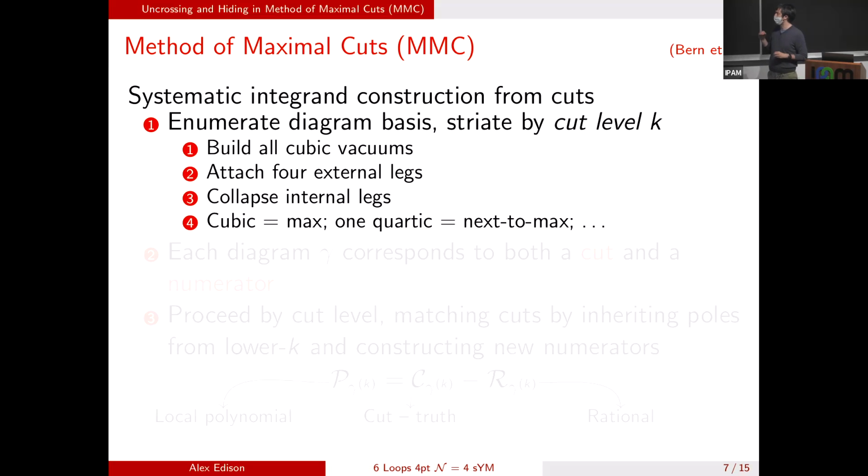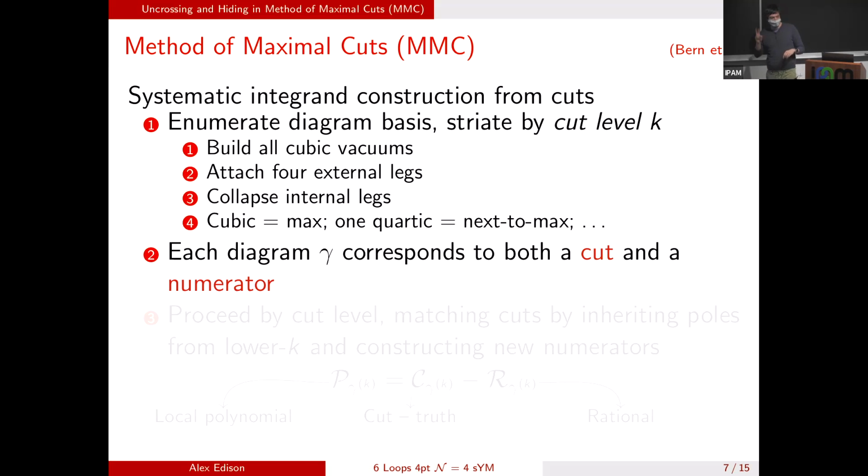So cubic diagrams, we call their cut level 0, they're maximal cuts. If there's one quartic vertex, that's the next-to-maximal cut, k equals 1. Next-to-next-to-maximal is 2 quartics or 1 quintic, and so on. For each of these diagrams, we associate 2 bits of physics. One of them is a cut, which is a gauge invariant rational function. This is the factorization channels. This is the data from your theory.